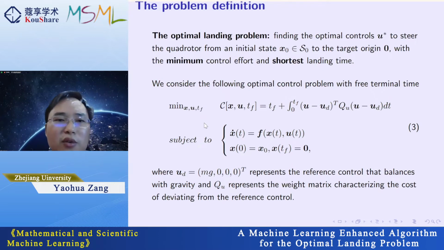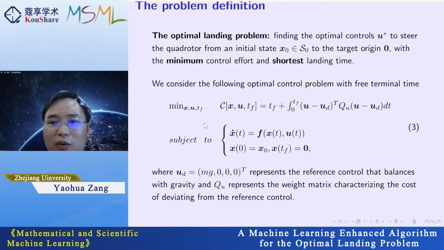We then introduce the problem definition of the optimal landing problem. The optimal landing problem is to find the optimal control u star to steer the core rotor from an initial state x0 to a target origin 0 with the minimal control effort and the shortest landing time. So we consider the following optimal control problem with free terminal time.